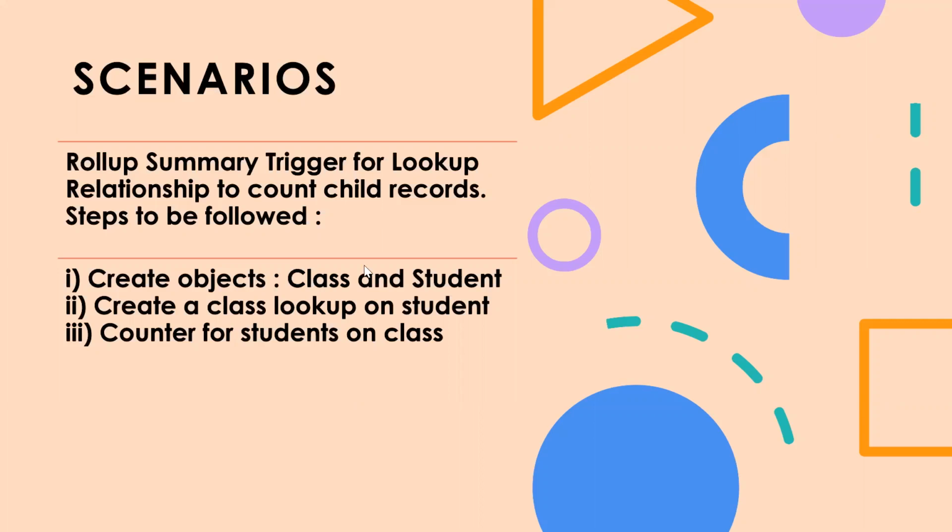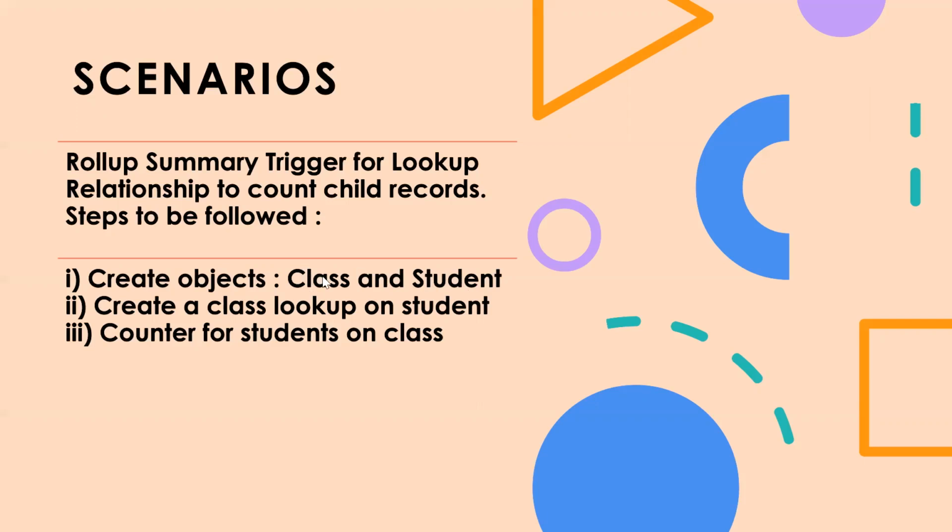When we go ahead and create a roll-up, for example, on class I will create a field, number of students. Let's say on one class, the related list of students is showing 10 students. Then the field I've created on class, number of students, should show me a count of 10, the number of students that are associated.